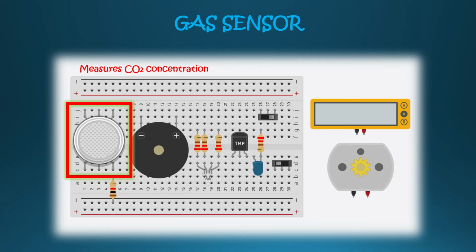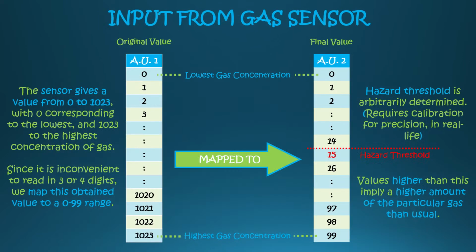This is the gas sensor. For practical purposes, we'd use one that can measure the concentration of CO2 or CO. For convenience, I have mapped its arbitrary output to a more suitable scale as is shown here. In real life, it is necessary to calibrate this scale to find out exactly which reading corresponds to a dangerous amount of gas. We arbitrarily assume it to be 15 here.